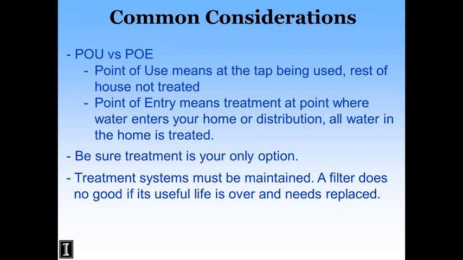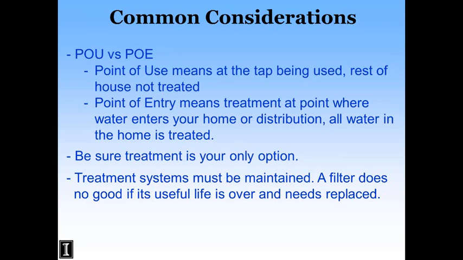So some common considerations, POU and POE, you hear those terms a lot if you're talking about treatment. Point of use means at the tap being used, so a point of use system like a reverse osmosis unit to remove arsenic that might be on your kitchen tap only treats the water on your kitchen tap. The other option is treatment at point of entry, which means either when it enters your house or before it goes into your distribution into the house, so that all the water in the home is treated.